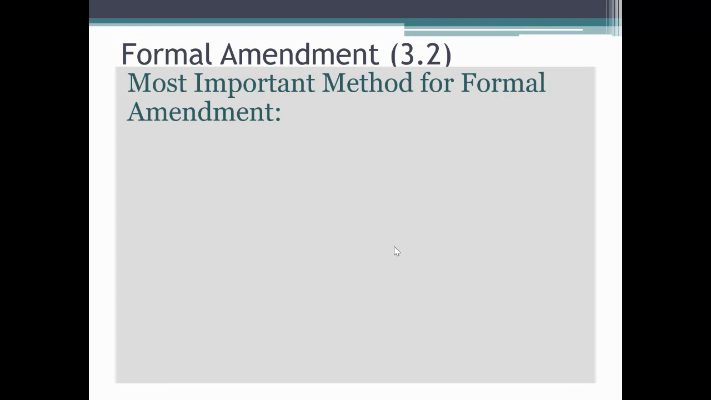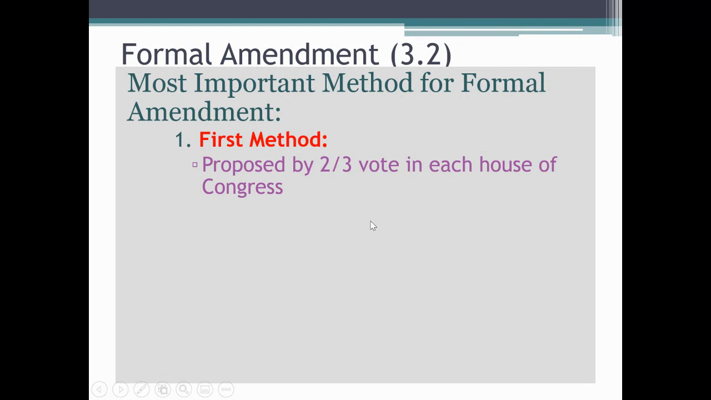When we look at changing the written language or adding to the Constitution by amendment, with this first method, you propose an amendment in Congress. Most of our amendments have been done this way. It's proposed in each house, so it has to go through both the House of Representatives and the Senate, and it has to have a two-thirds vote. It's not just a majority. It's not like how they pass a bill into law.